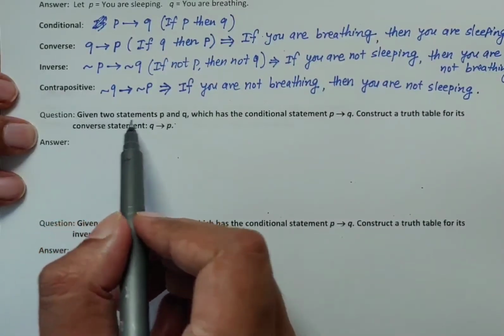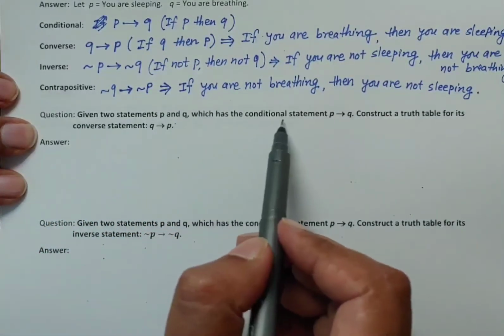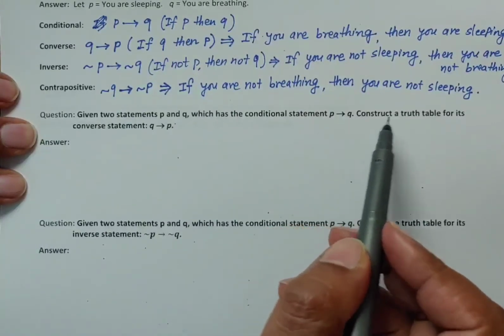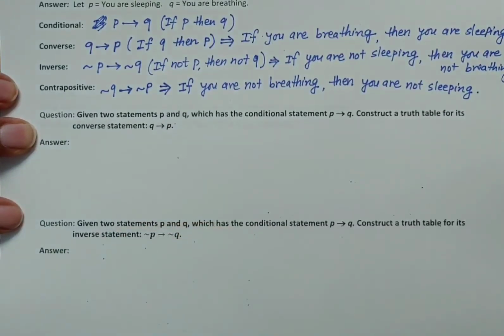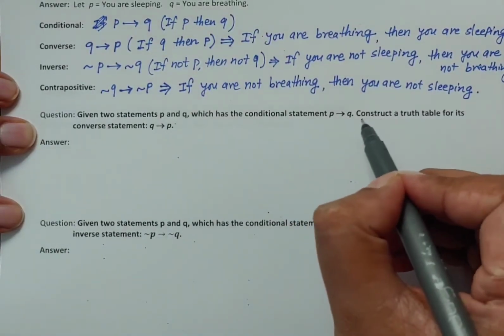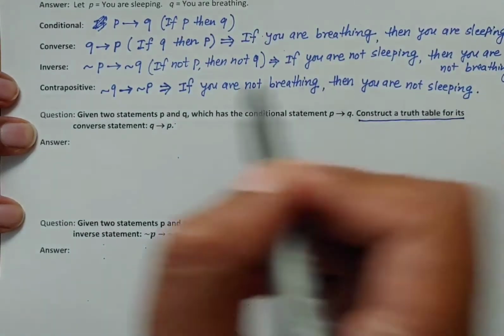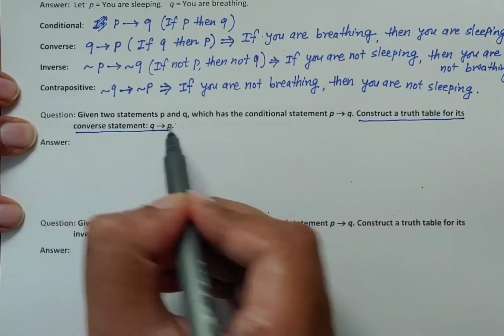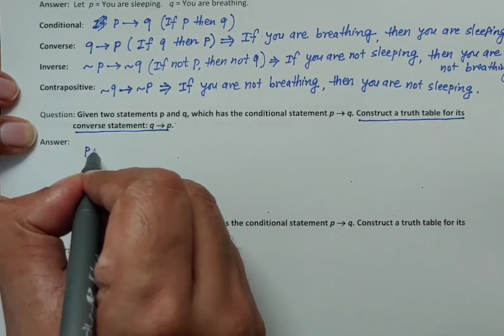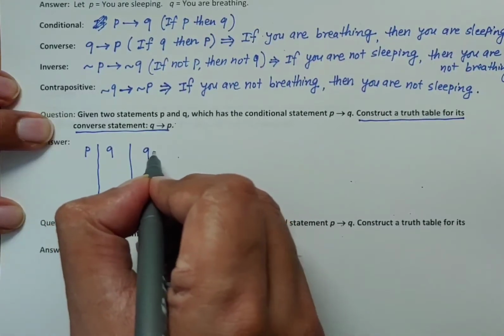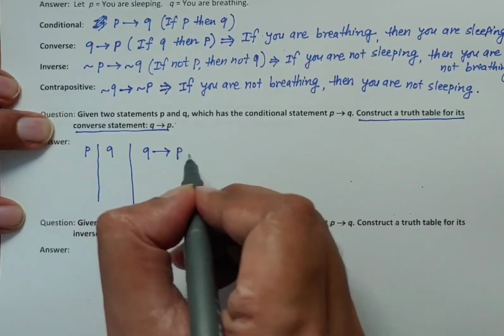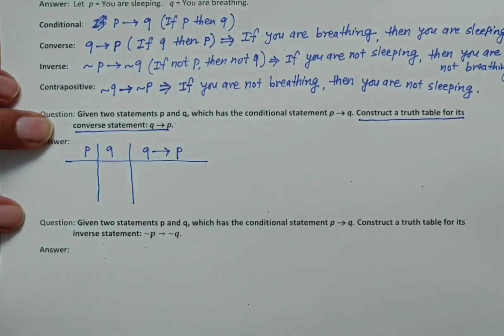Question. Given two statements P and Q, which have the conditional statement P implies Q, construct a truth table for its converse statement Q implies P. Okay, so the question is to construct a truth table for the converse statement Q implies P. So we have P, Q for the truth table, and we are going to find the truth table for Q implies P.